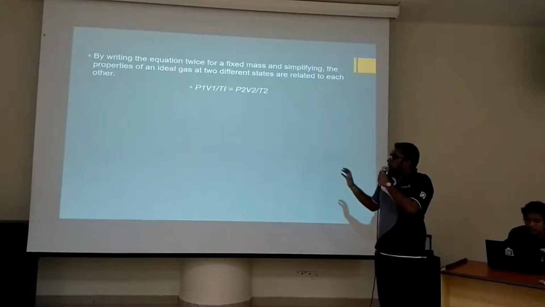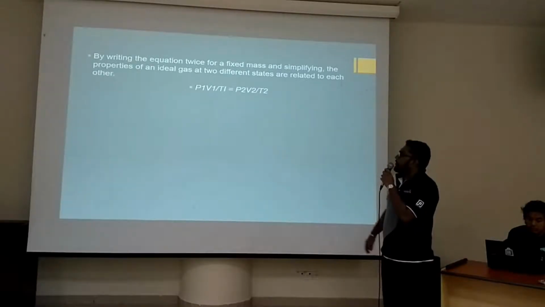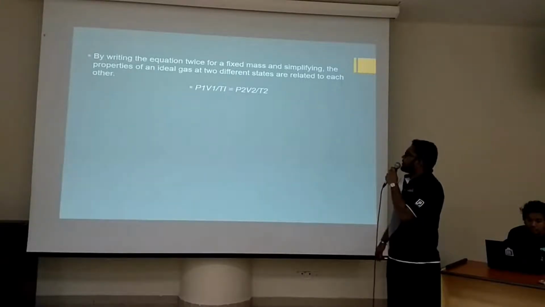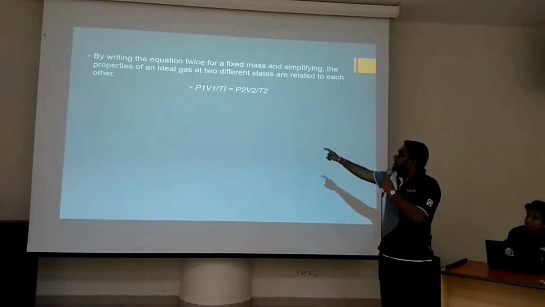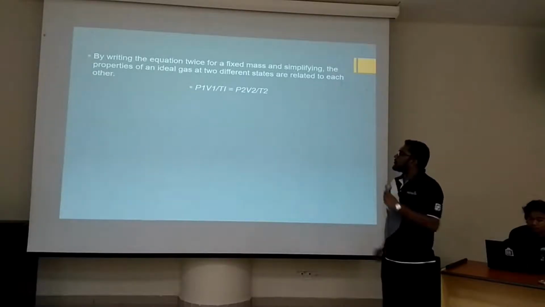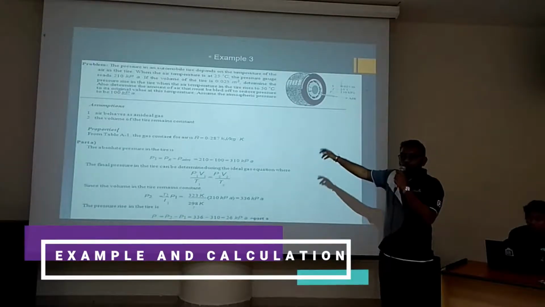By writing the equation twice for a fixed mass and simplifying, the properties of an ideal gas at two different states are related to each other. So the formula is P1V1 over T1 equals P2V2 over T2. I have stated two videos there, we will see after this.